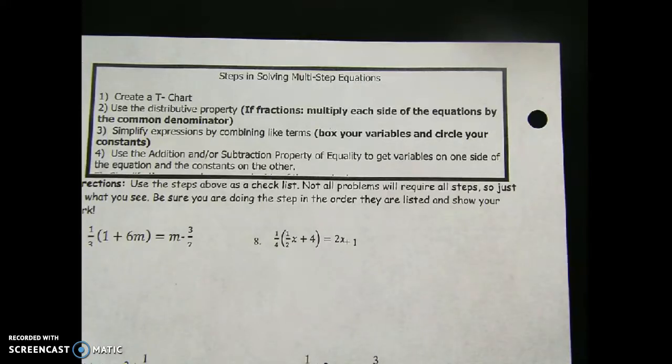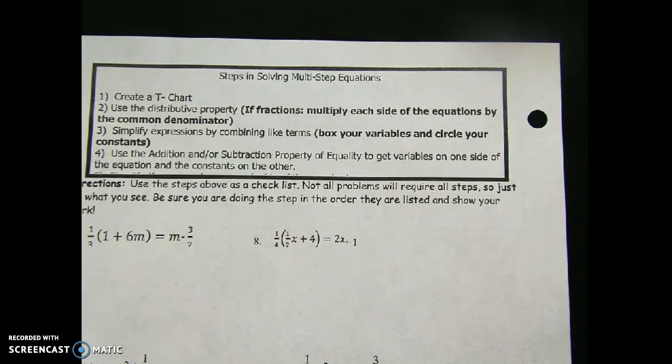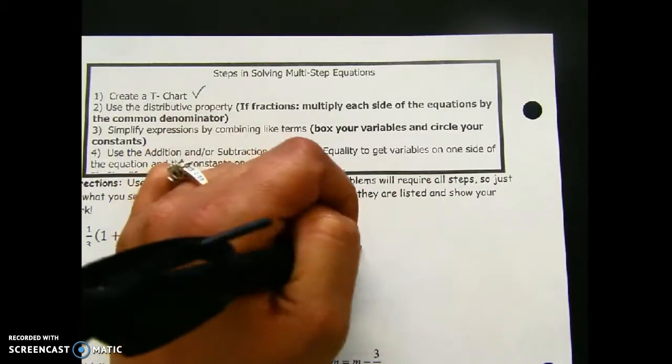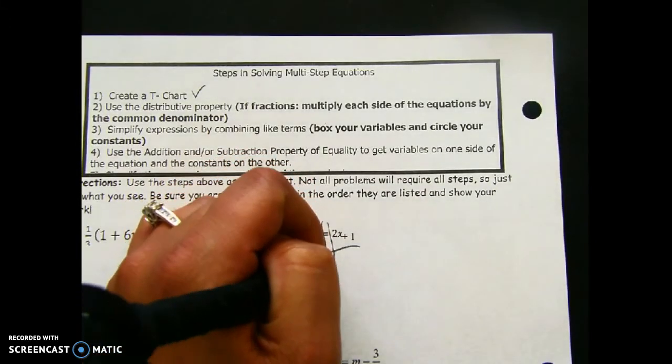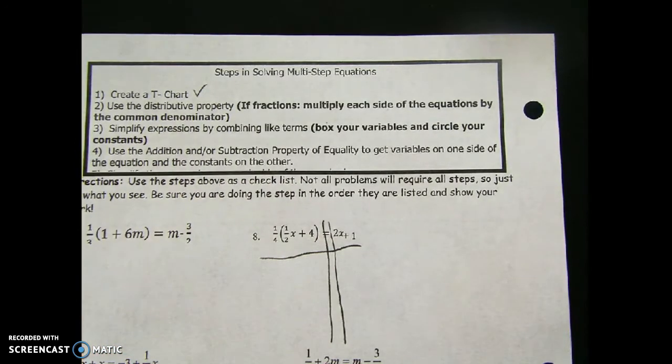Alright, so in this video we're going to go over homework problem number 8. We're talking about multi-step equations that have fractions, distributive property, and variables and constants on opposite sides. First thing I'm going to do is use the top right here as a checklist. I am going to create a T-chart. That is going to help me separate my equation. I can even do this double line to make sure I don't lose my equal sign.